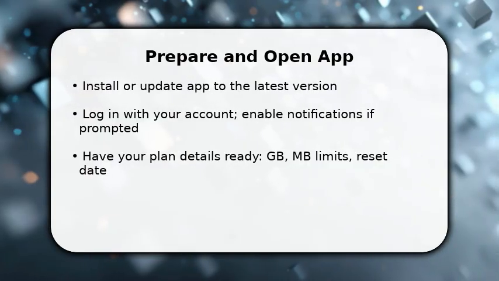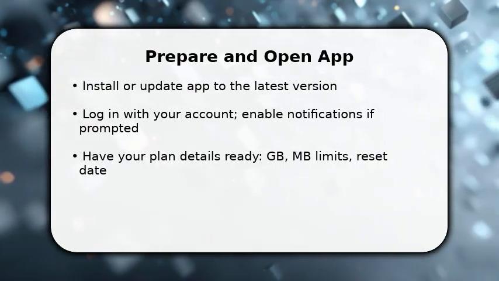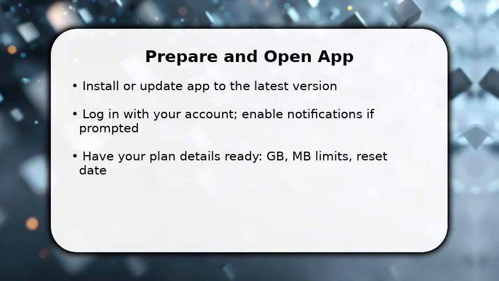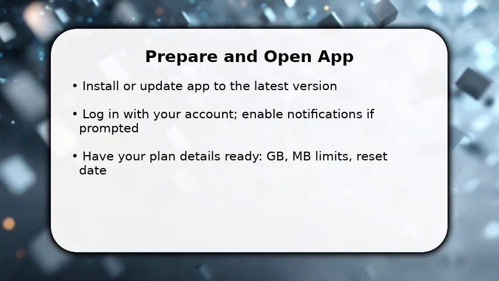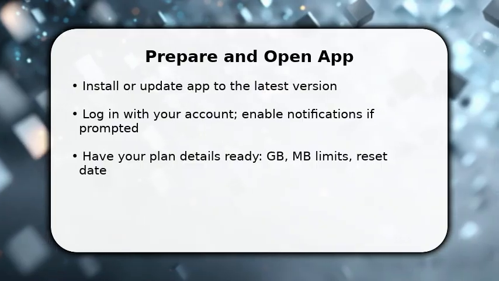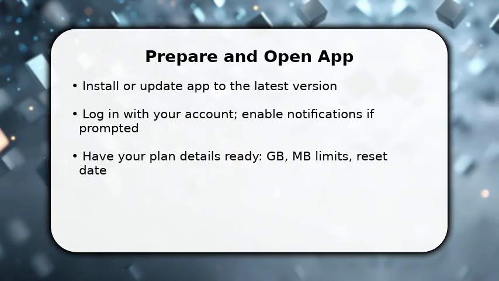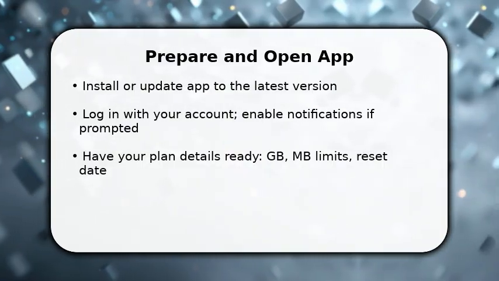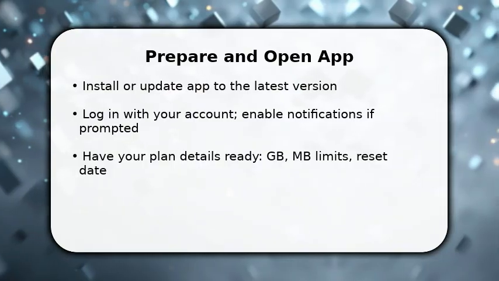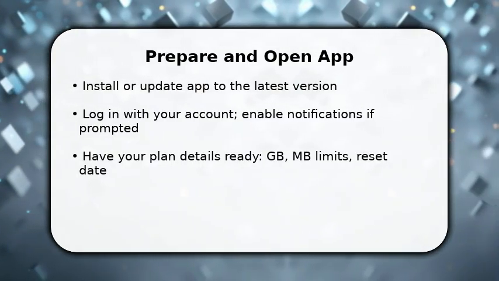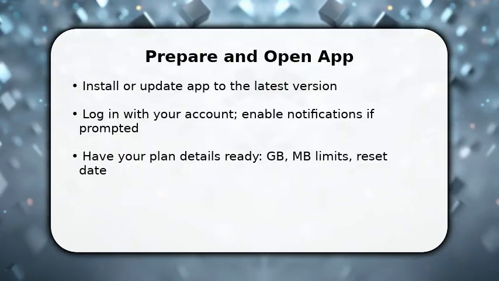You start by confirming the app is updated and that you're logged in. This avoids tracking errors. Once done, open the Daily Data section and tap your active plan so the app reads your allowance. Make sure to enter exact GB or MB caps and the billing or reset date. The reason is simple. Accurate inputs let predictions be accurate. Now check that background data permissions are granted so real usage is recorded continuously.